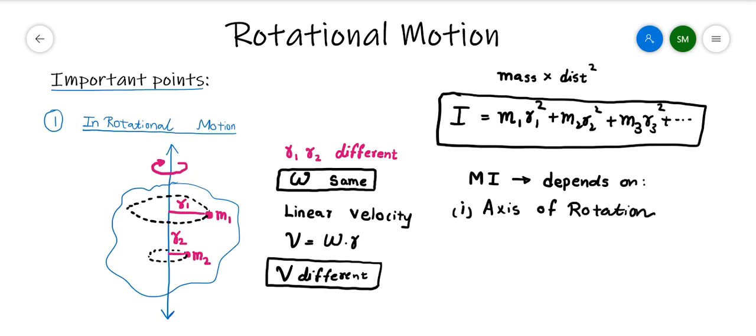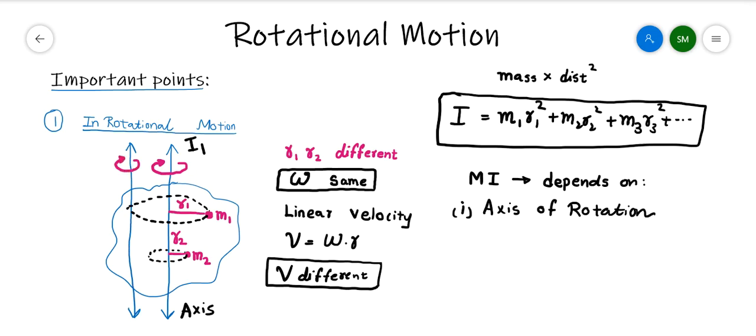Okay, to illustrate this point, look at the diagram again. In this diagram you can see the axis of rotation. When the body is revolving around this axis of rotation, let's say the moment of inertia comes to be I1. Now if we change the axis of rotation, let's suppose the body starts rotating around this axis, look at the new axis now. If the body now starts rotating around this particular axis, then what happens?